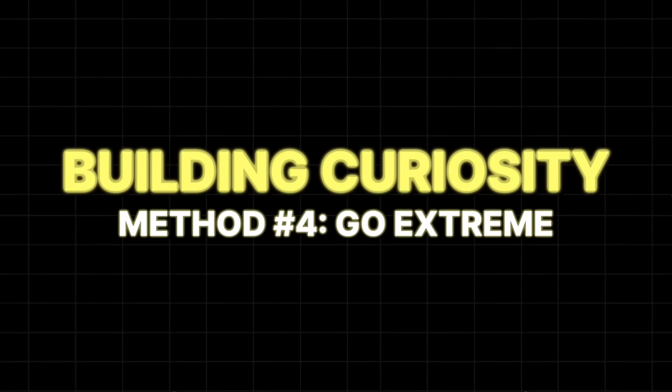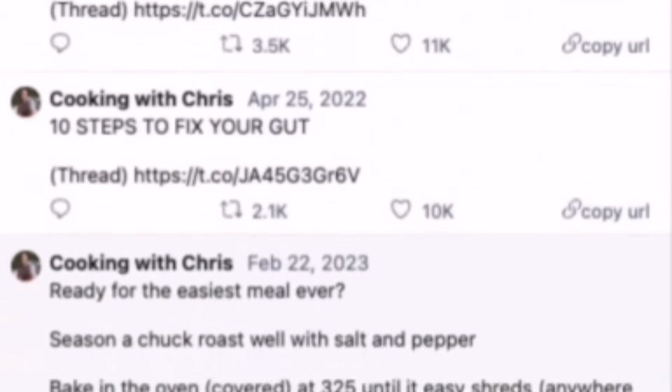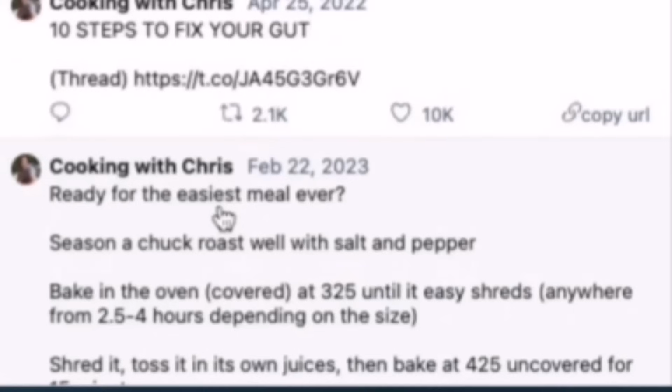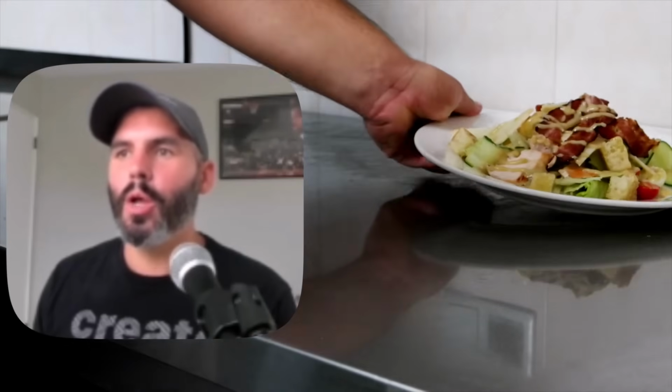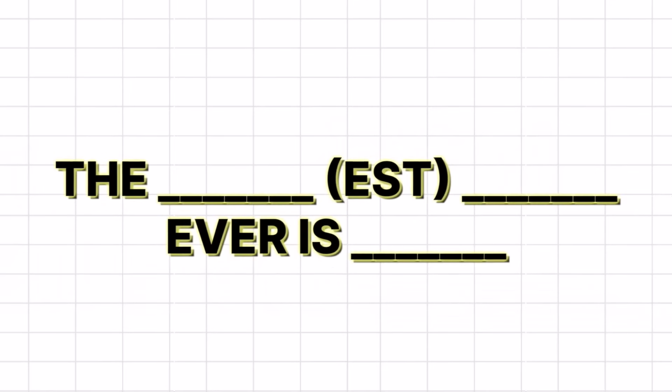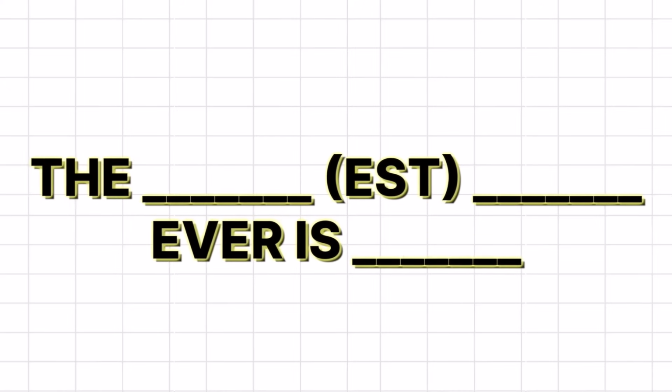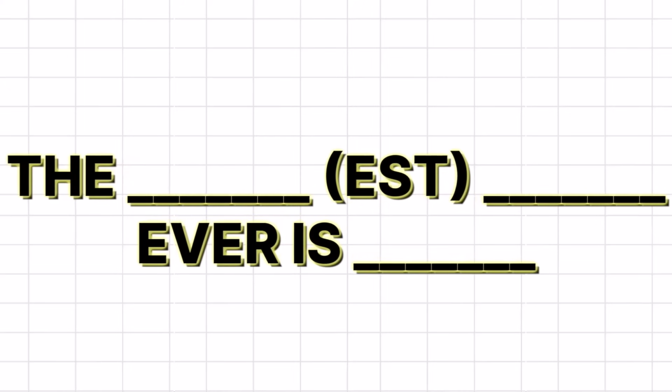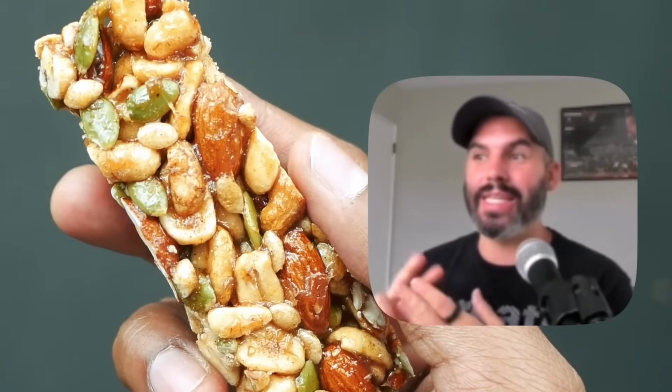So using words that end in "est," like the easiest, the best, the fastest, the slowest, that's a great way to make things unique. So this tweet was "Ready for the easiest meal ever." So we can make a video titled, maybe, "The easiest meal ever is delicious and full of protein." So it combines a benefit with some curiosity because it's the easiest meal ever.